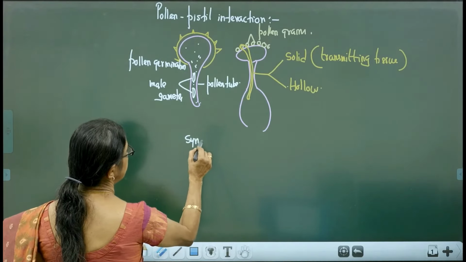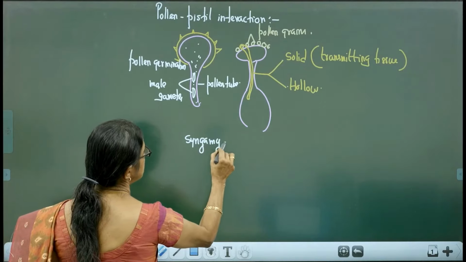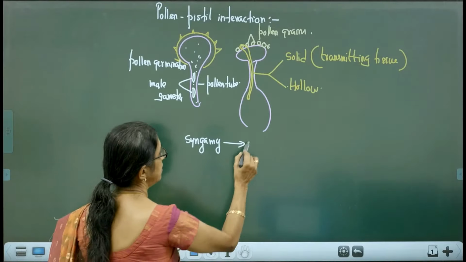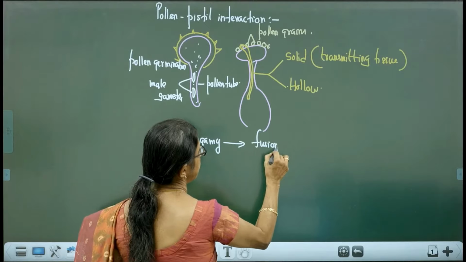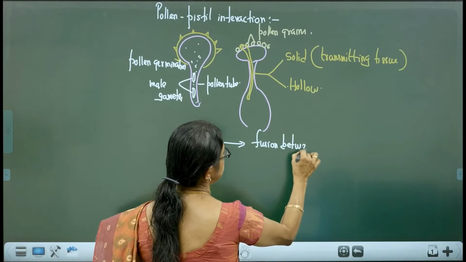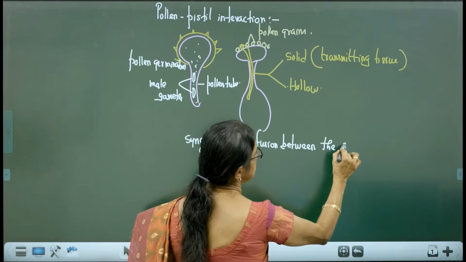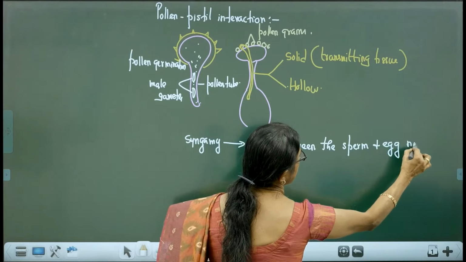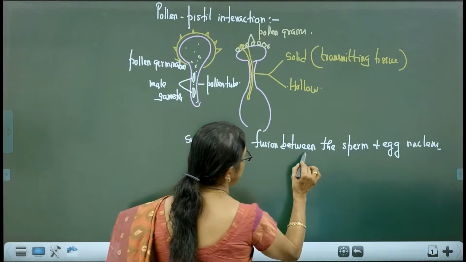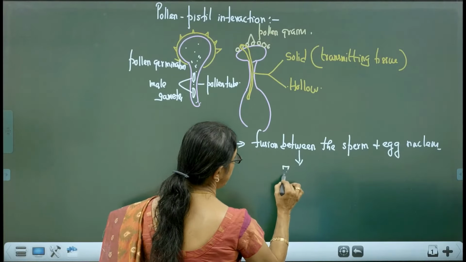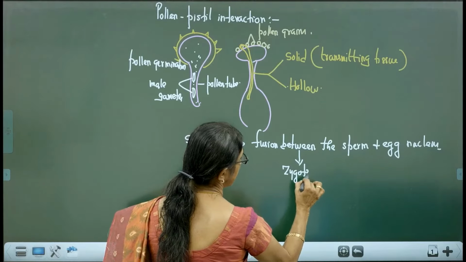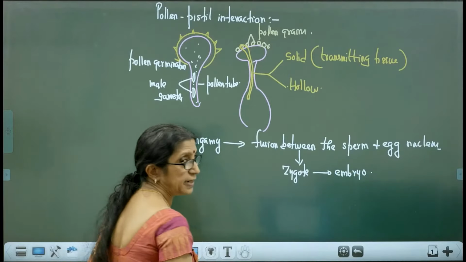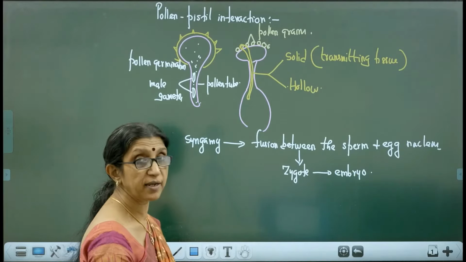Syngamy is the fusion between one of the sperms and the egg nucleus. The fusion between the sperm and egg nucleus results in the formation of a zygote that will develop into a multicellular well-organized structure called embryo.